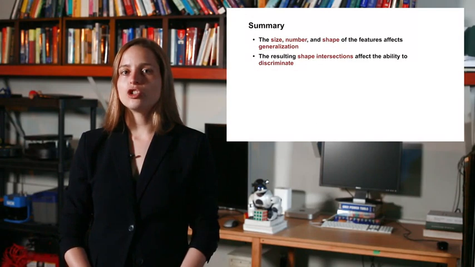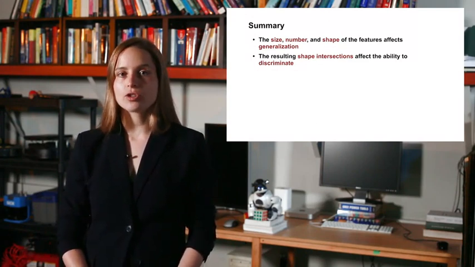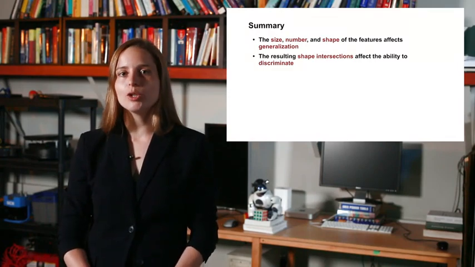Coarse coding is a very general type of representation. Understanding how it generalizes and discriminates during learning will help us understand other representations, including neural networks.